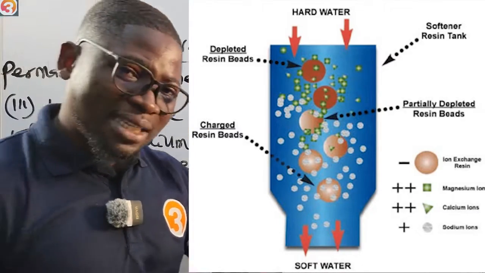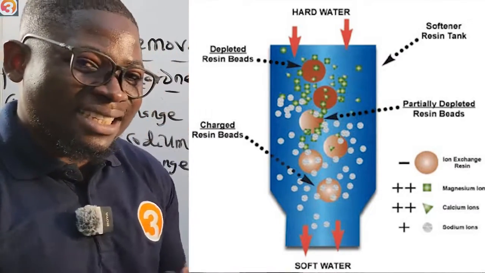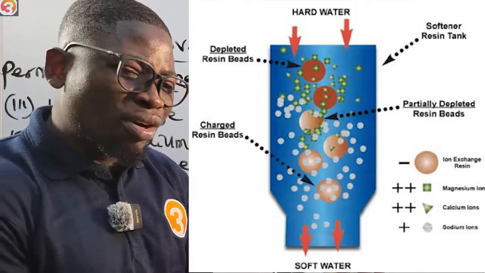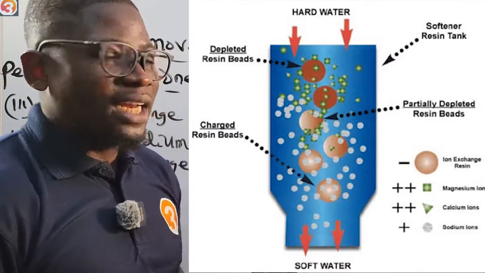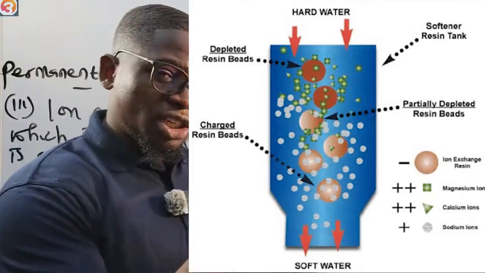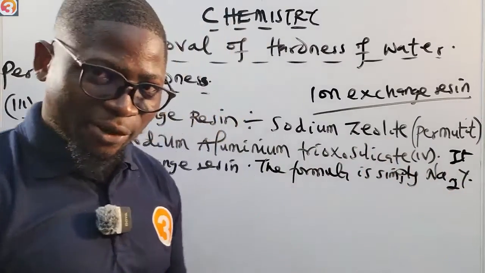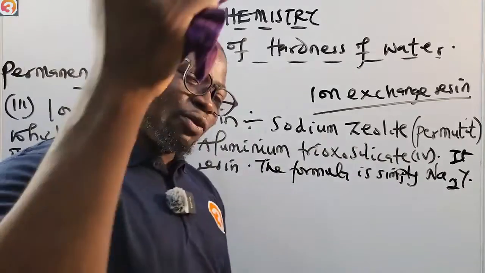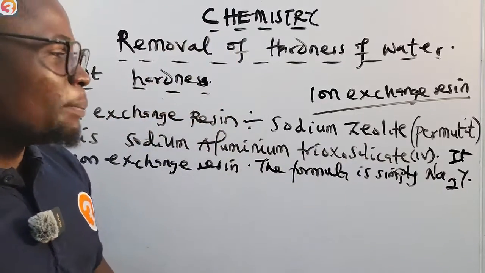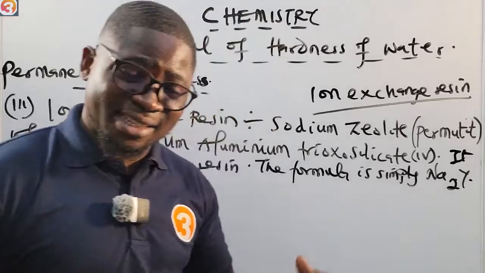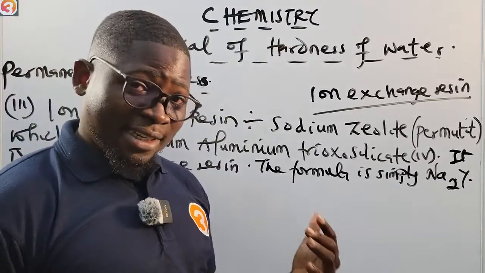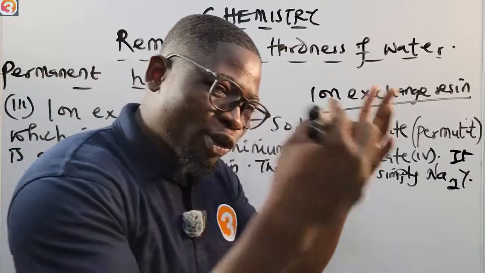When it displaces the ion, the calcium ion will now stick to the resin, to bond itself to the resin. Let me go over that again. In the ion exchange resin, we have sodium ions inside the resin. When we pour hard water into the resin, this sodium ion present in the resin will leave the resin and enter into the water.